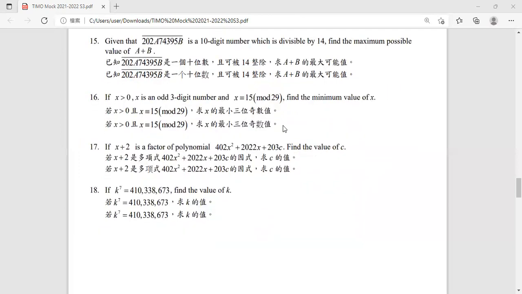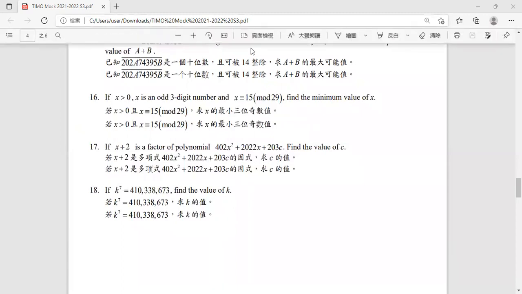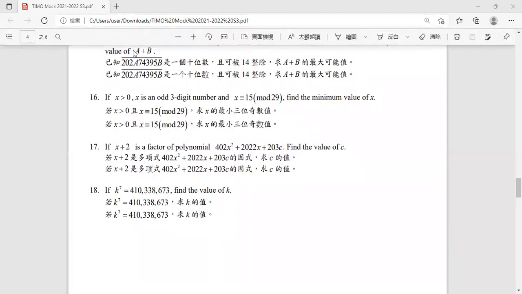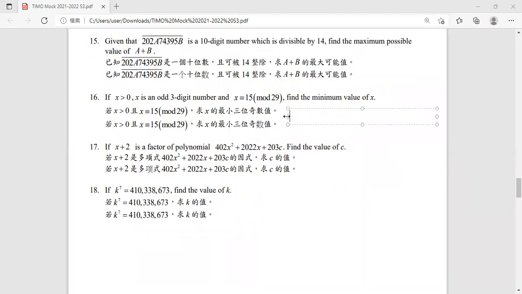Okay, 16. Well, 16 is just some introduction to modulo. So you can find that this is equivalent to saying that this is a number of 29k plus 15, a multiple of 29 plus a remainder of 15. The 15 is the remainder, and the 29 is the divisor. So this is 29k plus 15. Now you find the minimum value of an odd number.